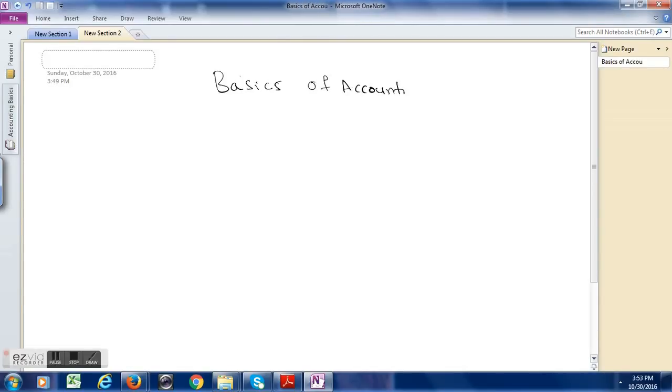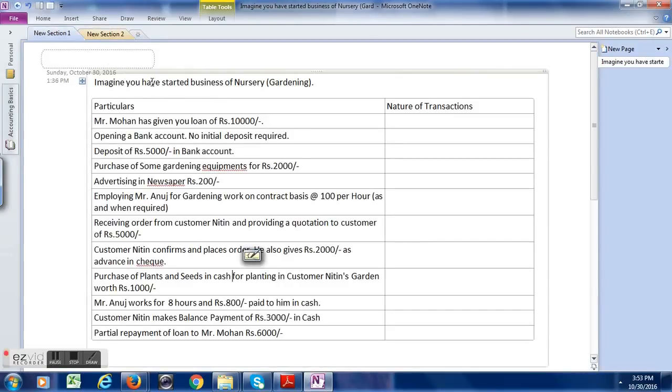Okay, so before understanding what is accounting, let's first imagine that you have a business. You have started a nursery business, that is gardening. Mr. Mohan has given you a loan of rupees 10,000. Understand it step by step. It will be fun learning the accounts.